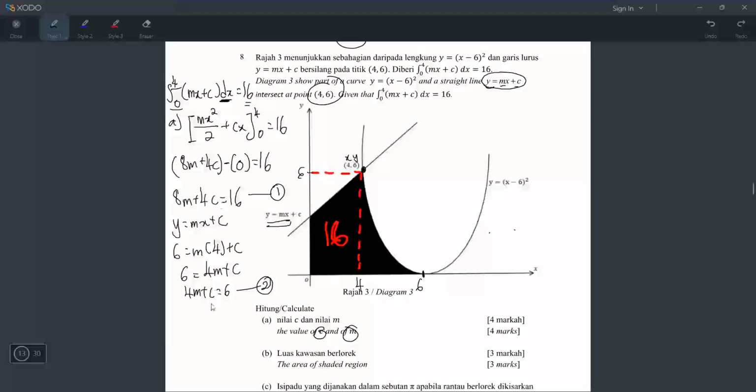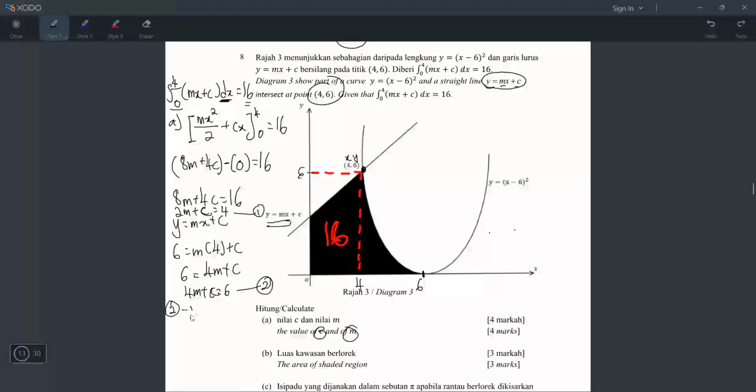So now we have equation 1 and equation 2. We can do simultaneous equations. First thing first is 8m plus 4c equals 16. This one is 4m plus c. So this one can be simplified, right? Because we can divide by 4. So 8m divided by 4 is 2m. 4c divided by 4 is c, 16 divided by 4 is 4. So let's call this equation 1. The reason why I simplify now is because when I simplify, the coefficients of c here become the same. And we can use the elimination method now.